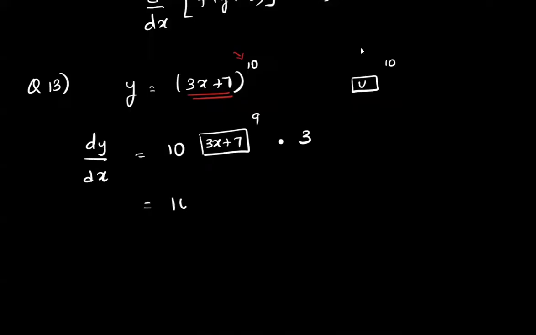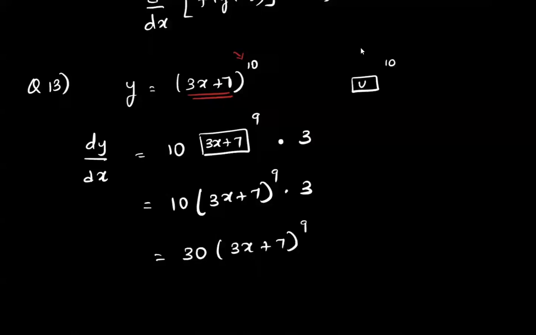So how would you write this? This is 10 times (3x plus 7) to the power of 9 times 3. And the 3 and the 10 can be multiplied. So this is your final answer.